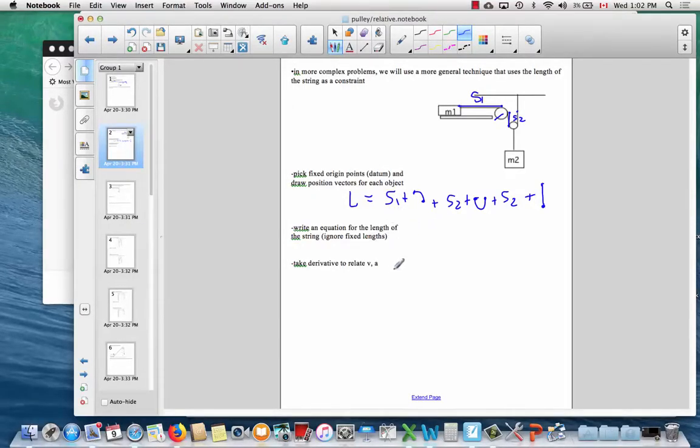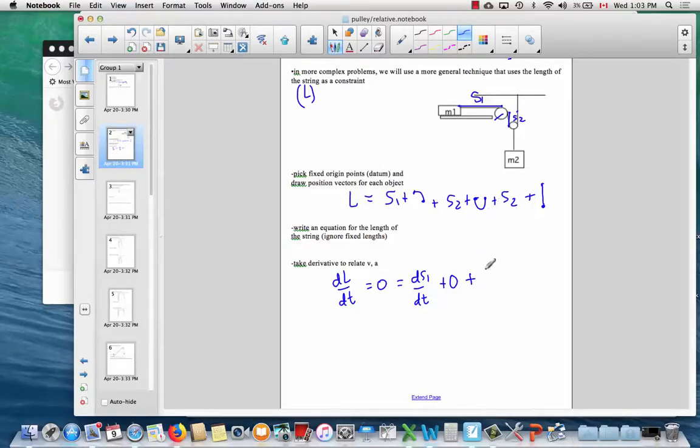So that means if we were to do a derivative, it's going to be 0. So the length of the string is L. That's what L is. It's string length. And it's not changing, so it has a 0 derivative. And so S1's changing, so it has a derivative. But these fixed pieces don't have a derivative, so they're all 0.